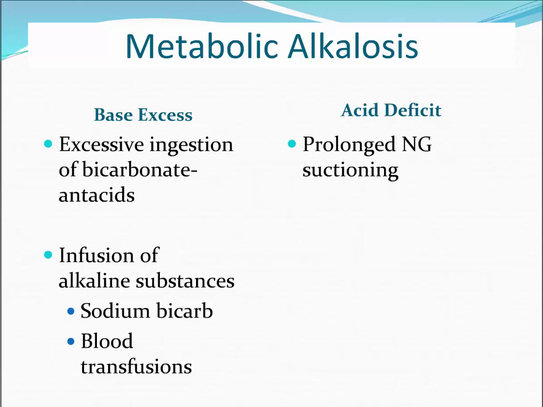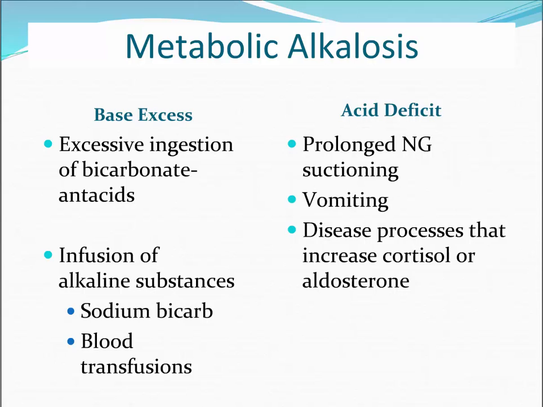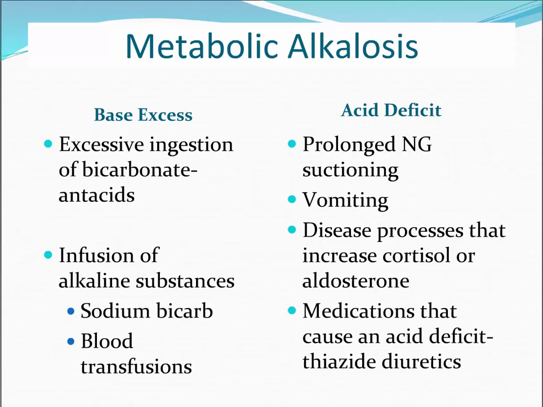The acid deficit that could cause metabolic alkalosis, very common, prolonged NG suctioning. Guys, when you have a patient who has a nasogastric tube or who's vomiting quite a bit, the same thing would apply. You really want to keep an eye on their ABGs because they're at risk for developing metabolic alkalosis. Some other reasons, and these are less common, there could be a disease process that increases cortisol or aldosterone levels in the blood, or they could actually be taking medications that cause an acid deficit. An example is a thiazide diuretic.